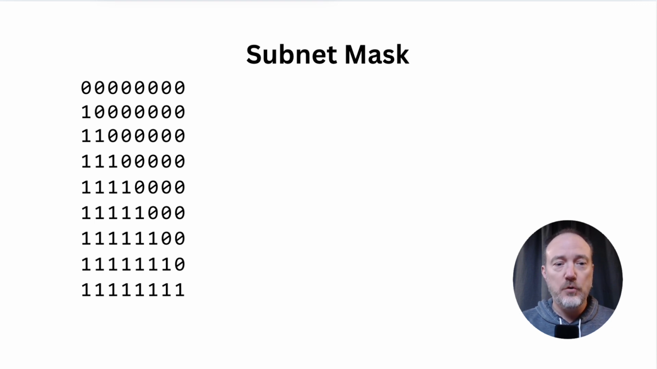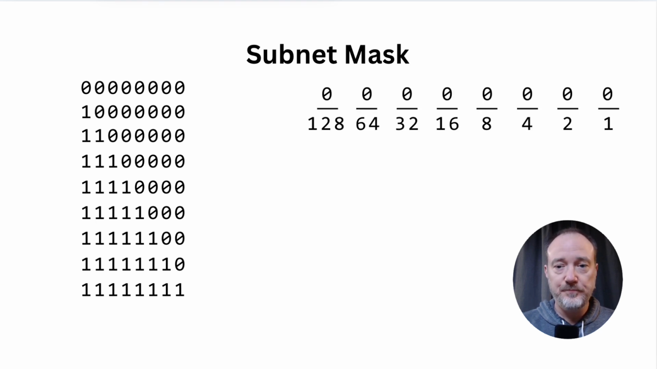So let's do a quick review of the binary place values for these 8 bits, and then we're going to calculate the decimal value that can be in each octet. So the binary number line for 8 bits, if we're going from right to left, from low to high, it goes 1, 2, 4, 8, 16, 32, 64, 128. Now remember, the ones for a subnet mask go from left to right, not right to left.